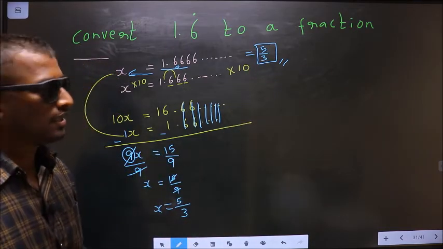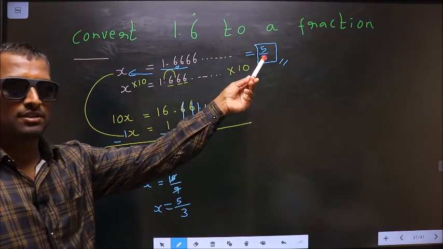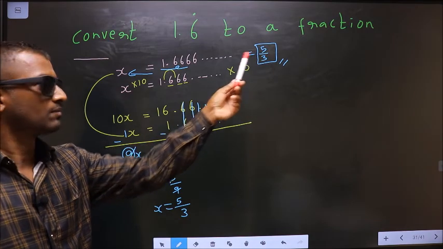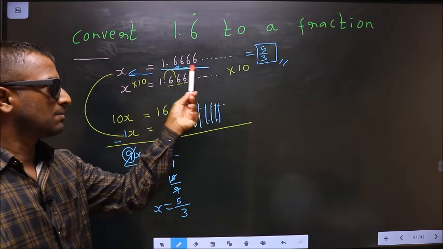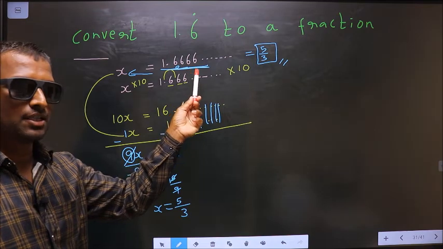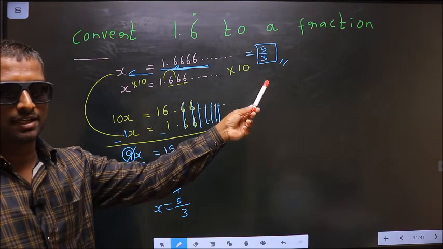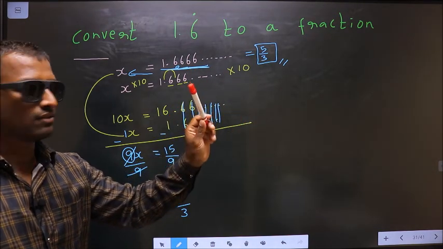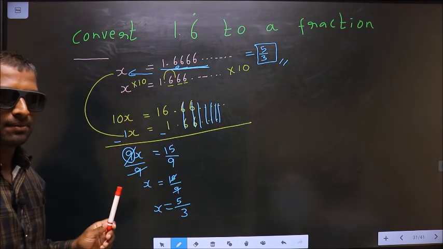Okay, now, if you wish to confirm your answer, place this in the calculator. You should get this decimal. If you get this decimal, only then your fraction is correct. Otherwise, not. Am I clear?